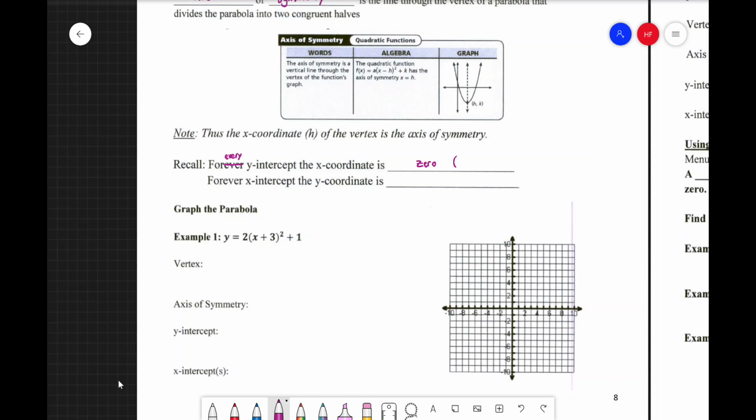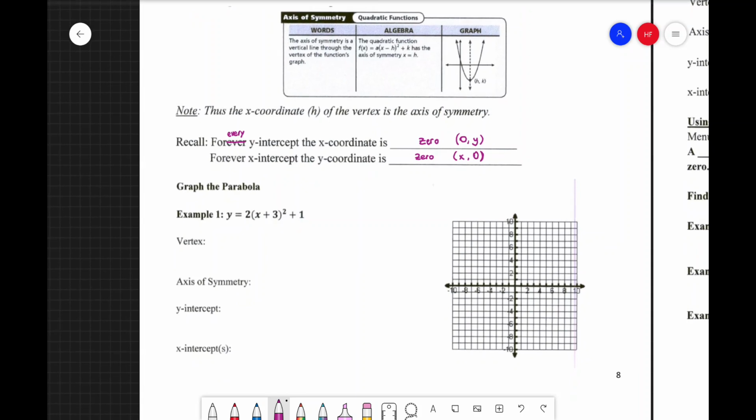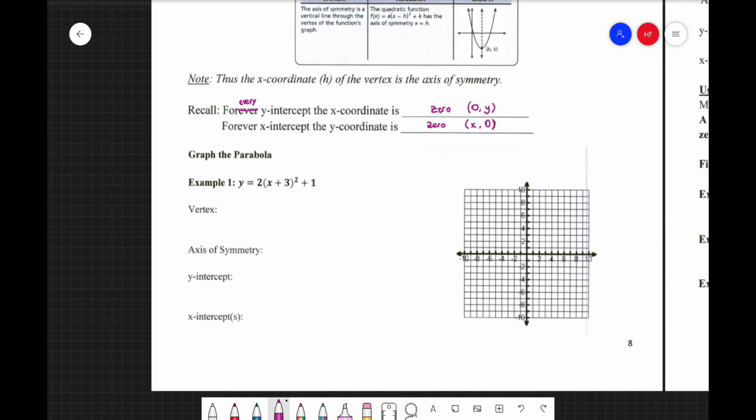So for every y-intercept, the x coordinate is 0. So we would have like (0, y). And then for every x-intercept, the y-coordinate is 0. So we would have (x, 0). So just remember that when we're finding the intercepts themselves, that we are replacing one of our variables with 0 and then solving.